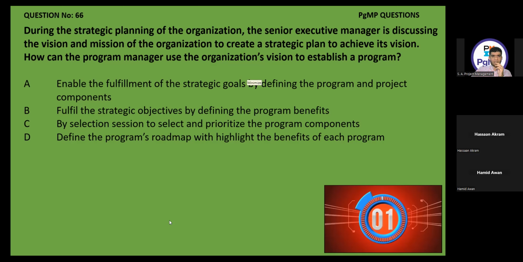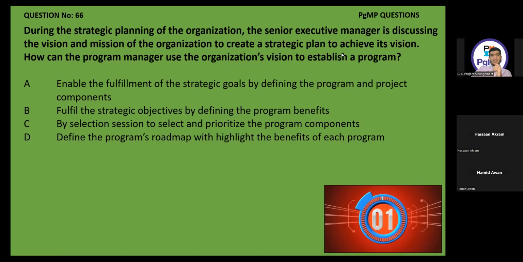Okay, so from my point of view it is B, because this executive manager is discussing the vision and mission. That is the business case. And in this business case, we can consider the success criteria, cost benefit analysis. So B is more clear, that fulfill the strategic objectives by defining the program benefits.